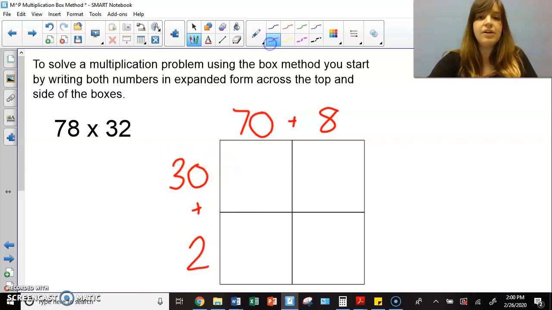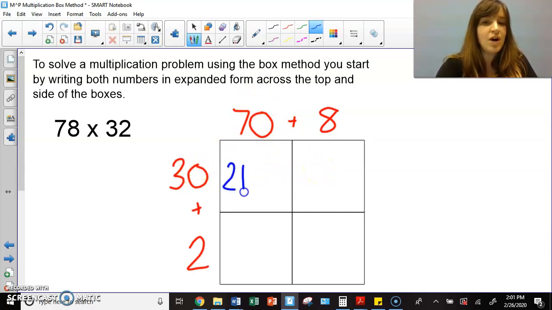So now I'm going to look at the amounts inside. In each box, I'm going to multiply the number that's directly above that box and the number that's directly to the left of that box. So in this problem, I'm going to multiply 7 times 3. 7 times 3 is 21. The reason I'm not saying 70 times 30 is because of the value of tens. What I'm going to do is just look at those first two numbers. So 7 times 3 is 21.